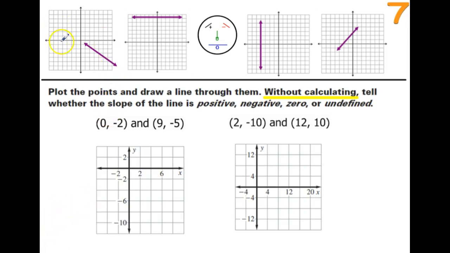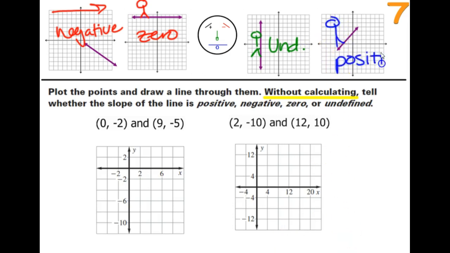I would like you to try and find these 4 on your own, and then check to see if they're right. So first, left to right, we read across, we are going downhill, so this is negative. This one, our slope man would be walking straight across, a slope of 0. This one, we can't really walk across, that's what we call undefined. And then last, walking uphill, this one would be a positive slope.